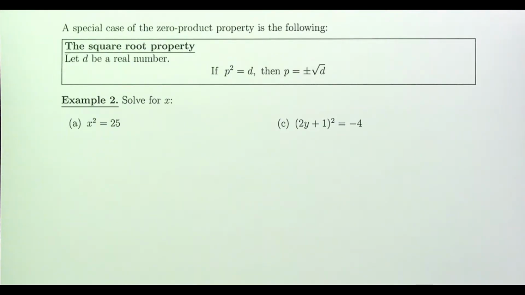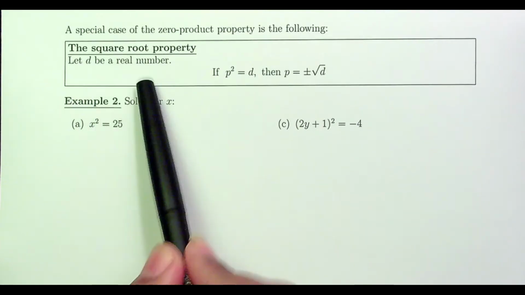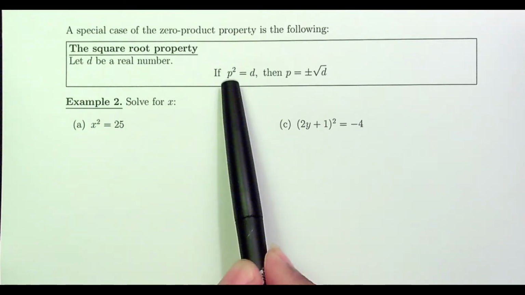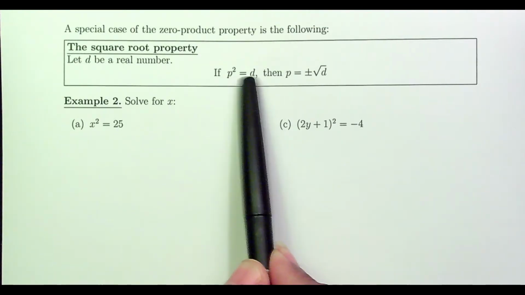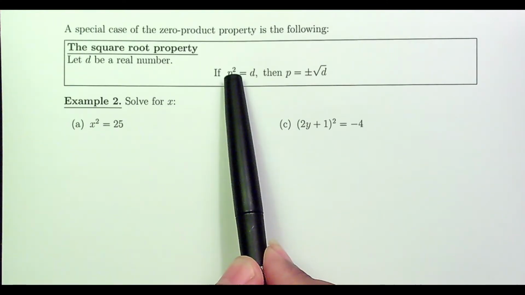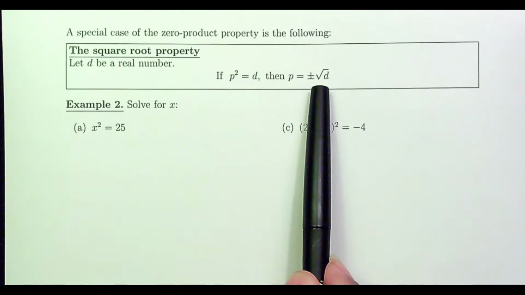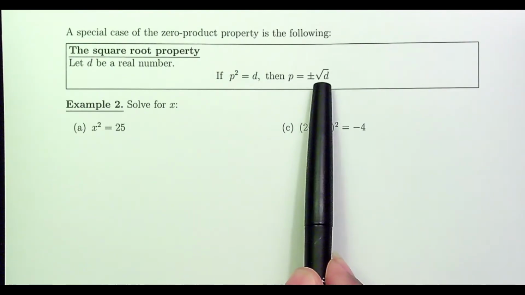Okay, now we would like to discuss another method for solving quadratic equations specifically, and it is called the square root method, and it is based on the square root property. And the square root property says the following. Suppose that d is a real number. If you have that p squared equals d, where p could be any algebraic expression, then p equals plus or minus the square root of d.